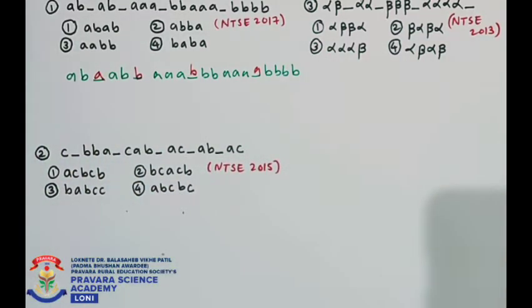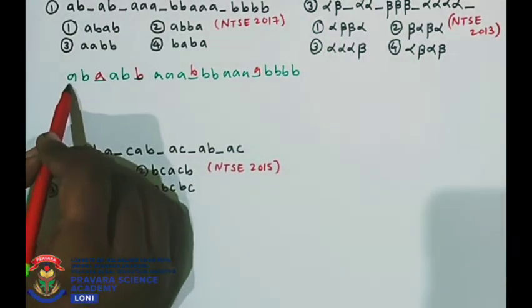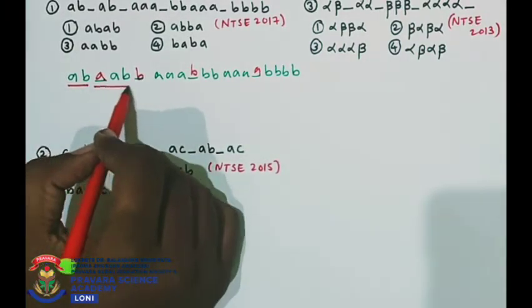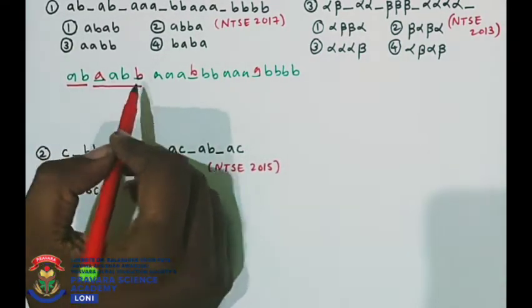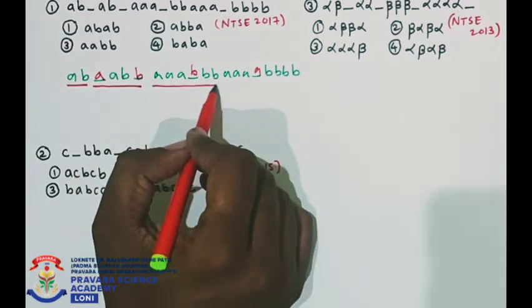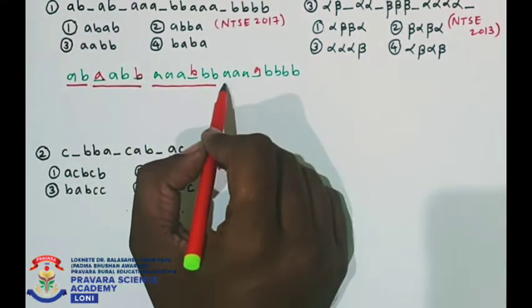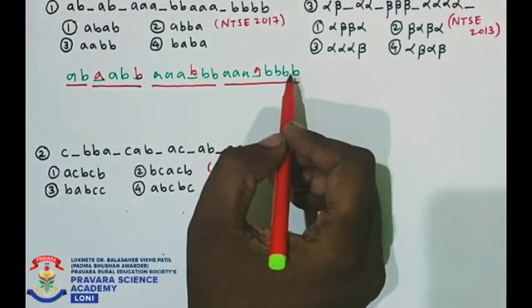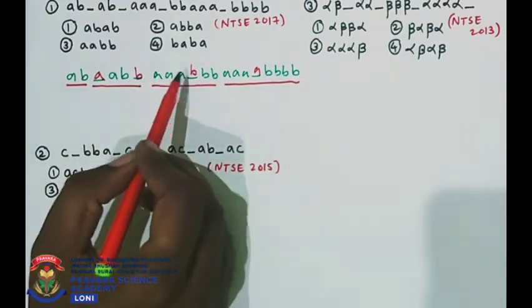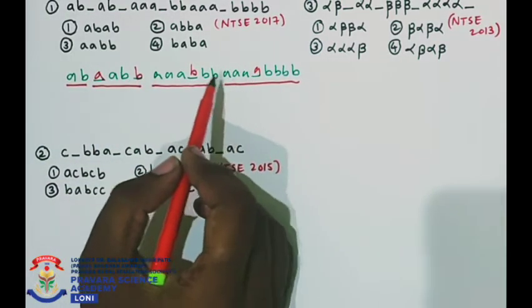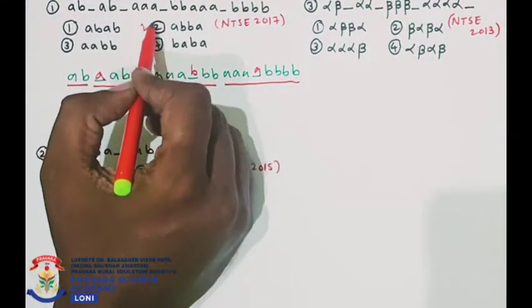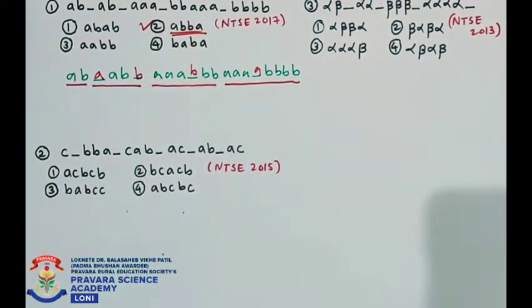So now we can observe the pattern, that is AB, then AABB, that means 2 times A, 2 times B, AAABBB, 3 times A, 3 times B, and then 4 times A, 4 times B. So this ABBA completes our pattern. So ABBA is our second option. This question was asked in NTSC 2017. Now we'll go for the next.